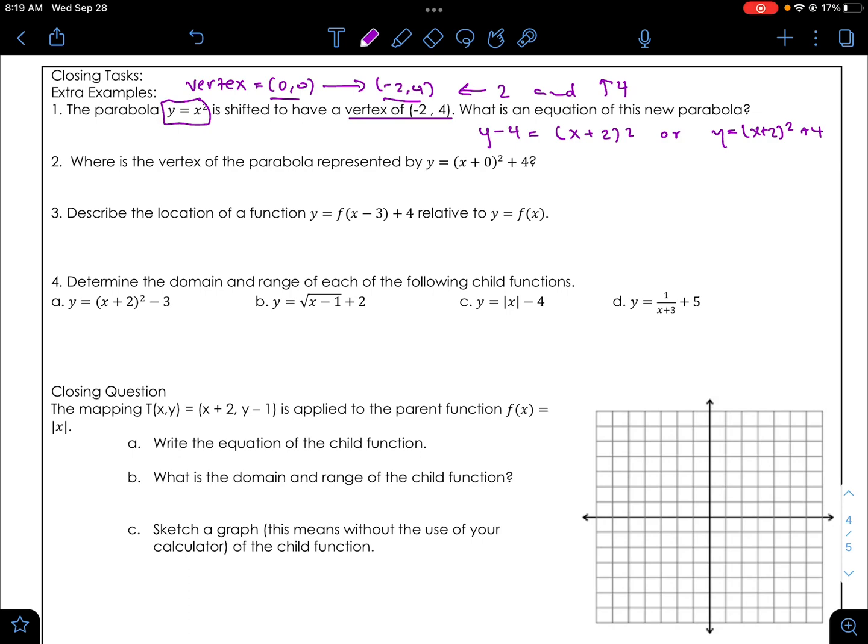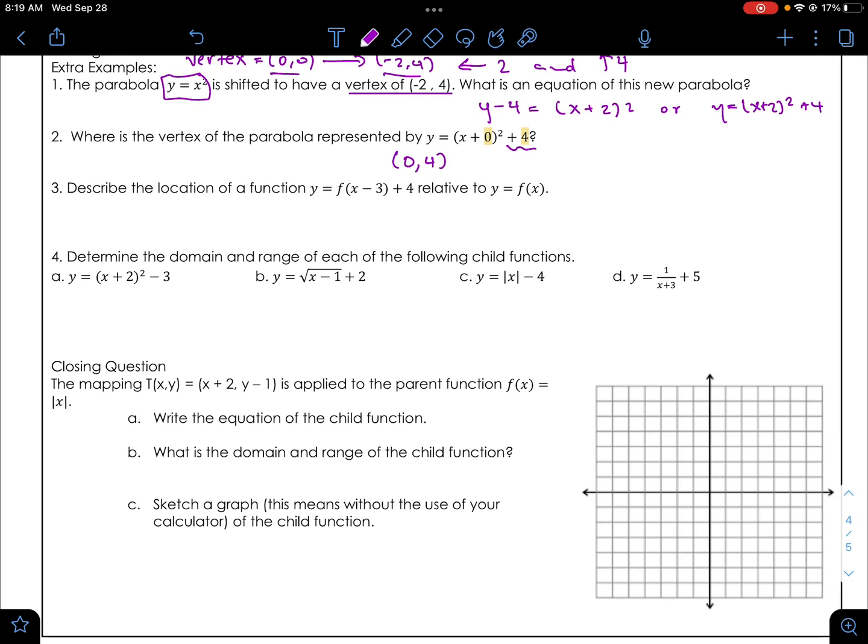Number 2 says, where is the vertex of the parabola represented by y equals x plus 0 squared plus 4? Again, we have learned that this value and this value represent our vertex of a parabola. So the vertex here would be 0, 4. It's +4 because that is not with y, so it does not lie.